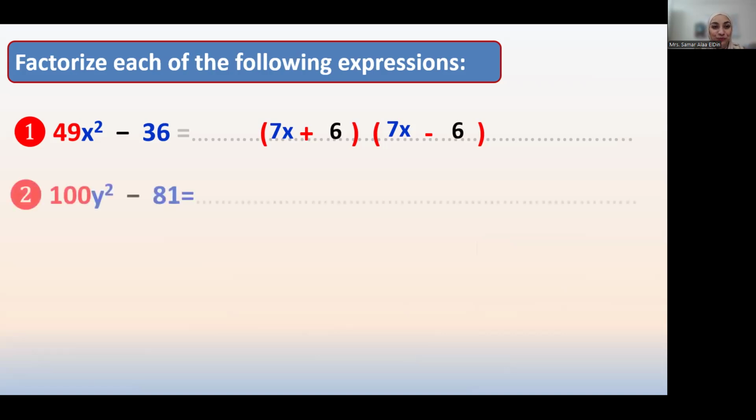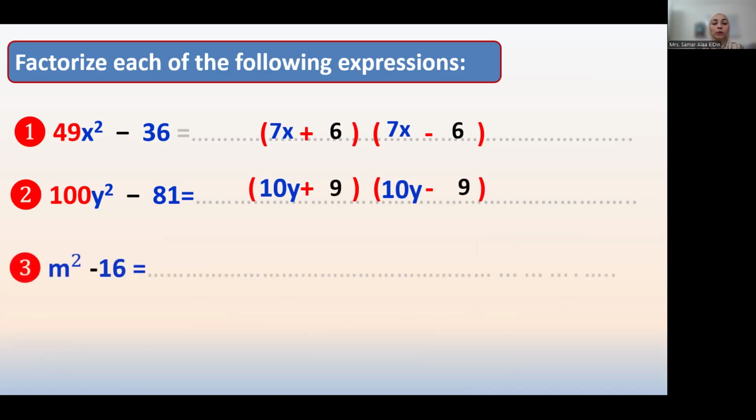Let's have another one. 100y² minus 81. So first we start with the brackets. One is positive and the other is negative. The square root of 100 will be 10. The square root of y² will be y. So we write 10y in the first bracket and also in the second bracket. Now the turn for 81. The square root of 81 is 9. We write it in the first and we write it in the second.